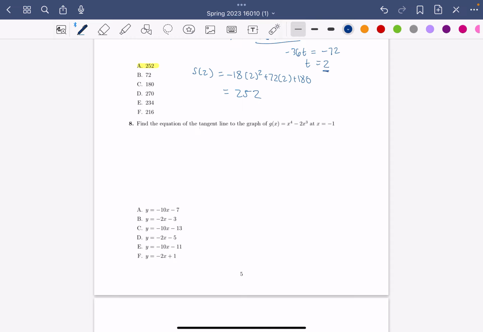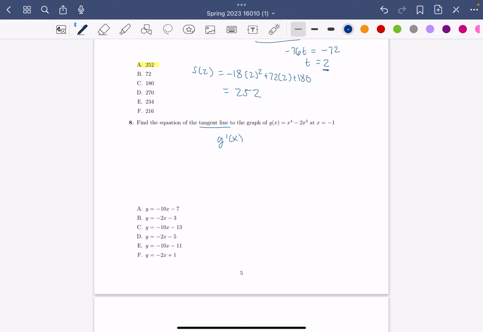So for tangents, the slope of the tangent line would be the instantaneous rate of change, or the derivative. So g prime of x equals our slope. Let's go ahead and find g prime of x. G prime of x equals x to the fourth, so that's 4x cubed, minus 2 times 3, which is 6x squared. Now to find the slope at a particular point, we plug in the point at negative 1.